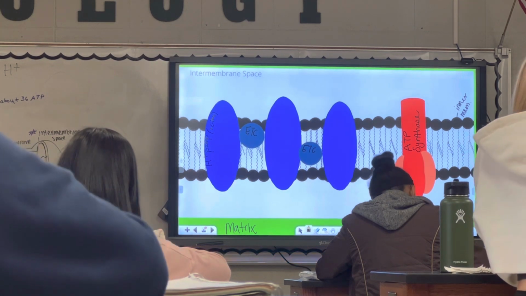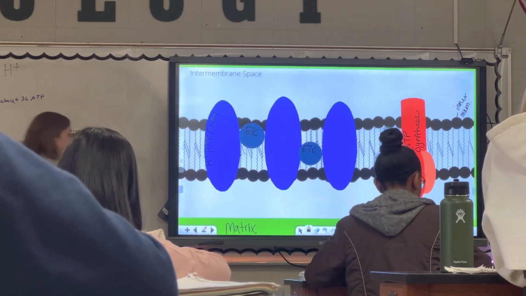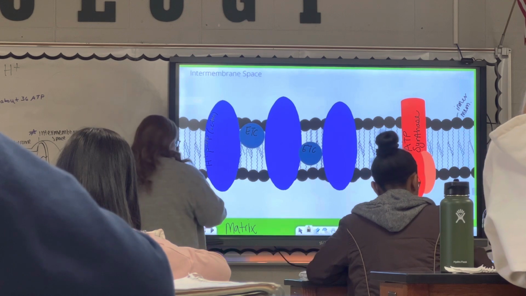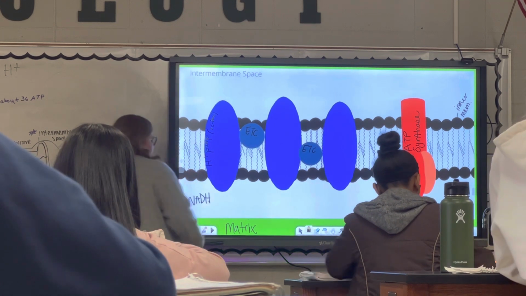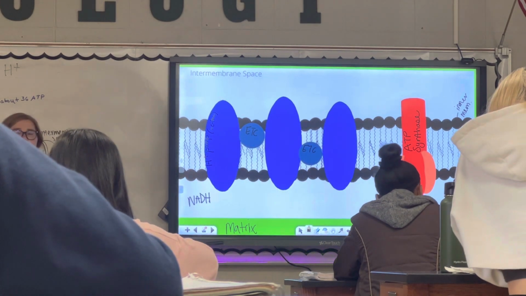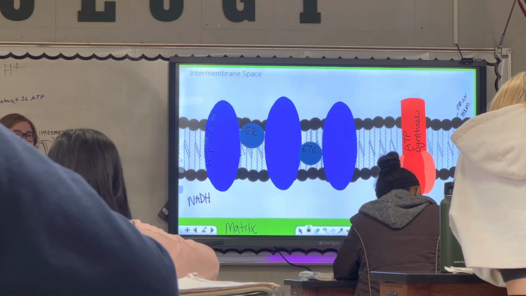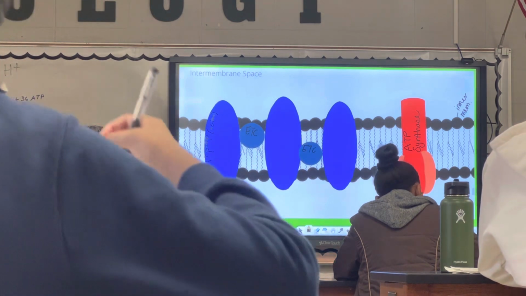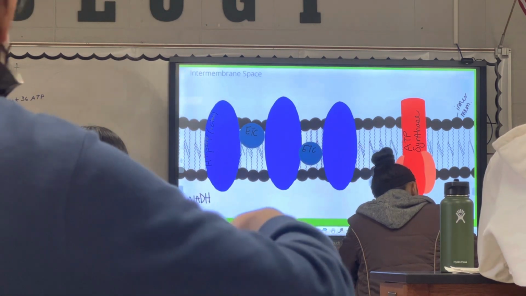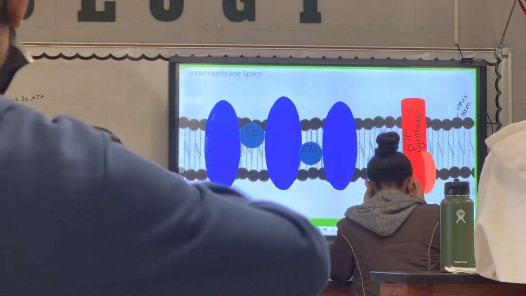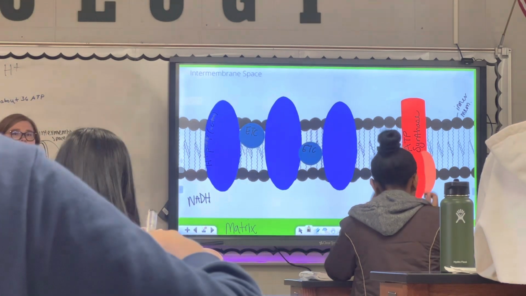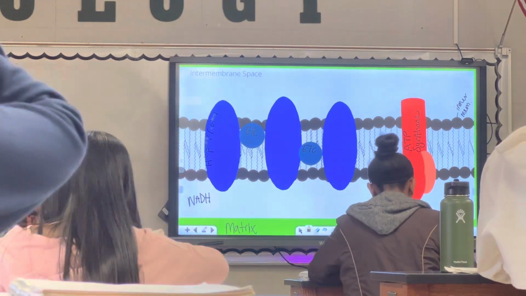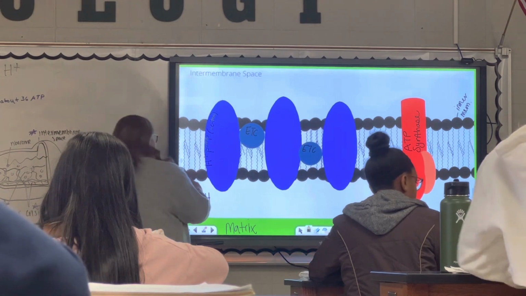Alright, electron carriers. What's carrying our high energy electrons? NADH. Look back through your notes. With glycolysis and Krebs, how many NADH did we make in total? 8 in Krebs and 2 in glycolysis. So 10.